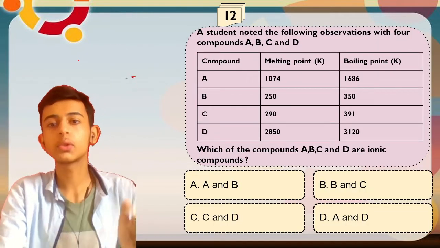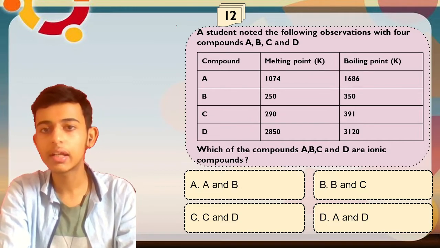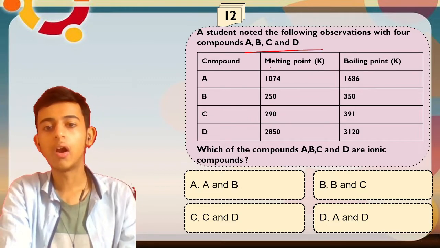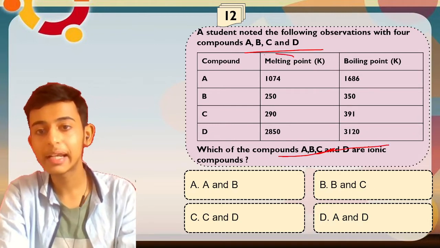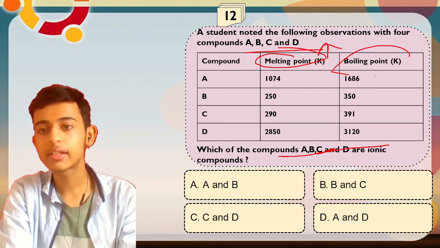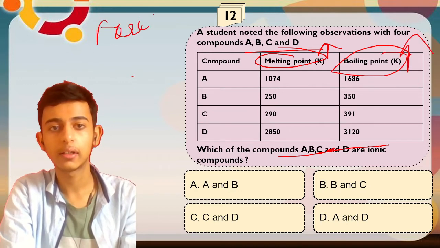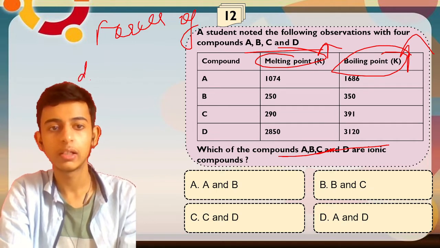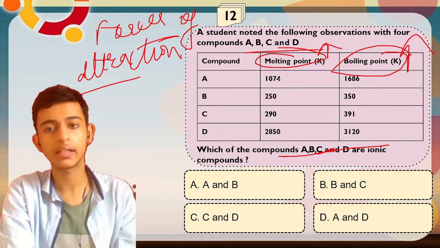Okay, a student noted the following observations with 4 compounds A, B, C, and D. So there are 4 compounds over here. Which of the following compounds are ionic compounds? So for ionic compounds, the melting point should be high as well as boiling point should be high because of the forces of attraction. So the compounds in which any of them is low would not be an ionic compound.